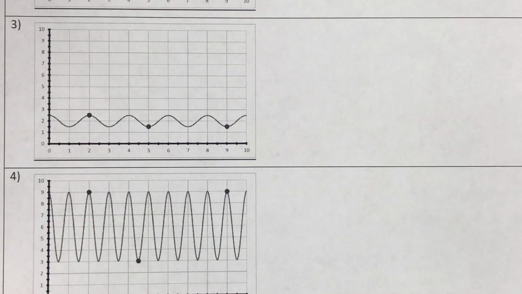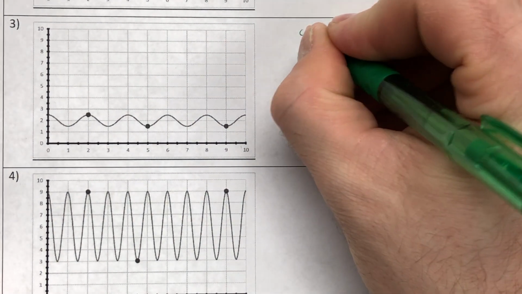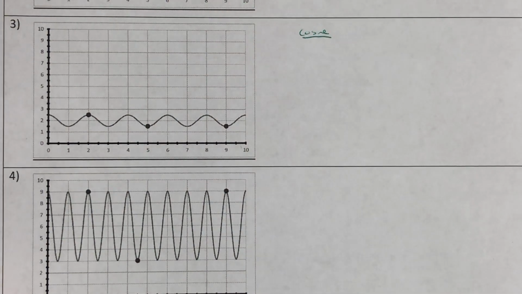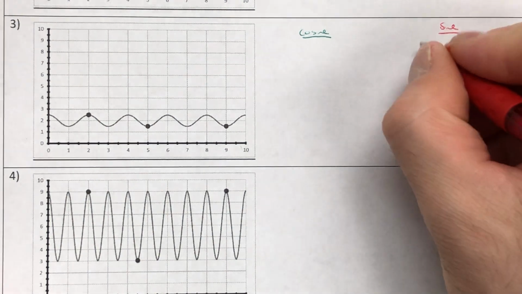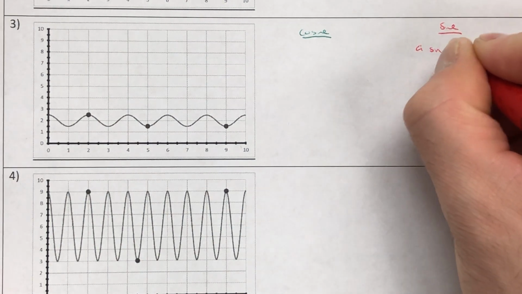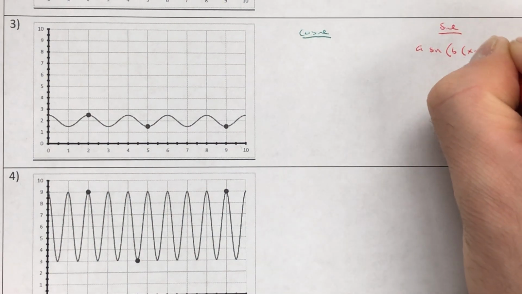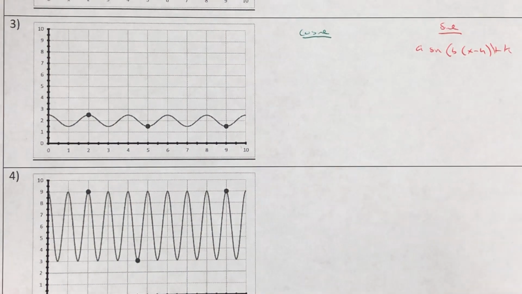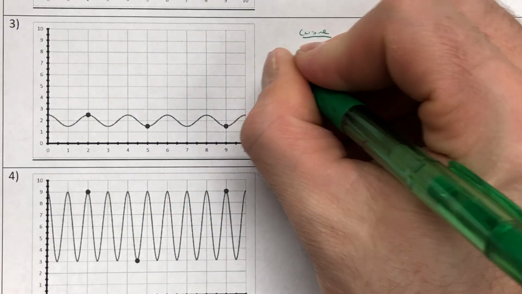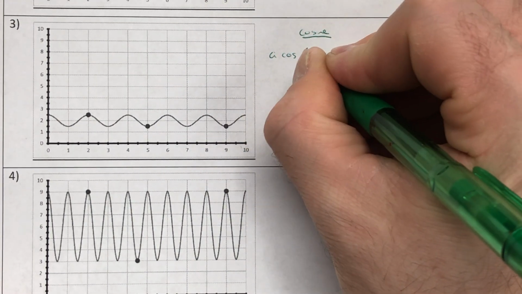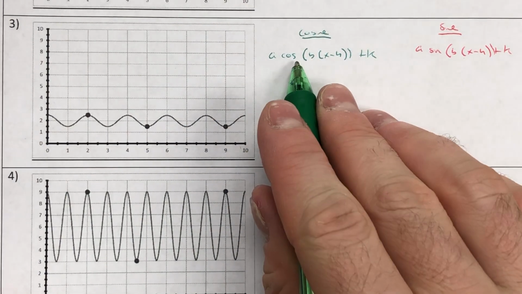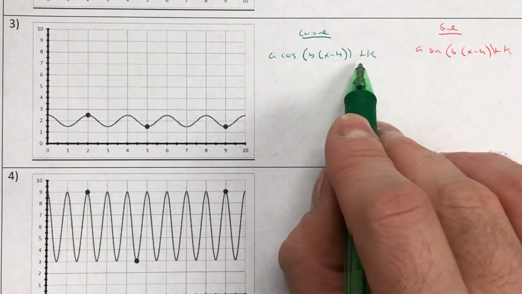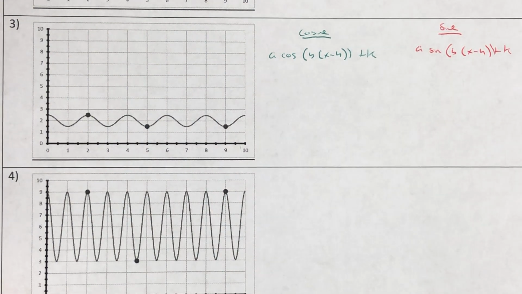Okay, so let's try it out. So cosine versus sine. Sine I know is a sine b, x minus h, plus k. I know cosine is the same thing, just with cosine: a cosine of b, x minus h, plus k.